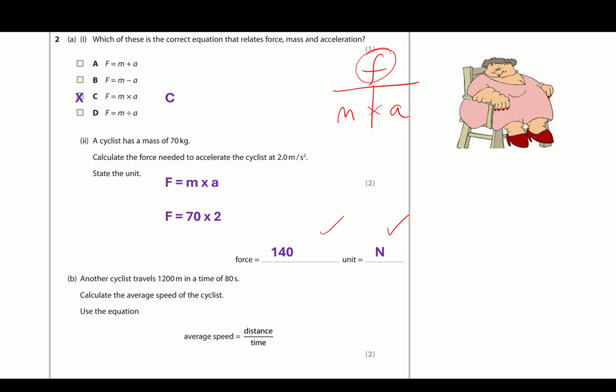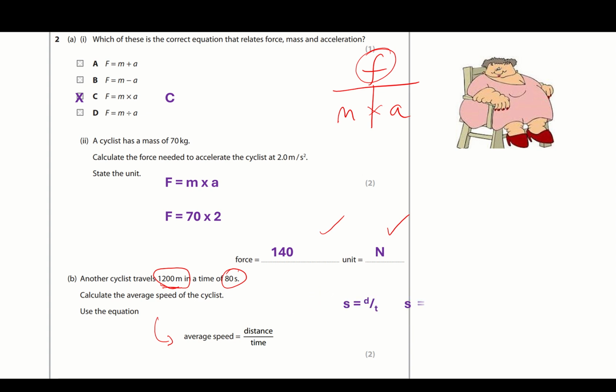Another cyclist travels 1,200 meters in a time of 80 seconds. What's their average speed? It even tells you what to use. So we know that we use speed, distance, time. And what we've got there is S equals D over T. So we're just going to use that.